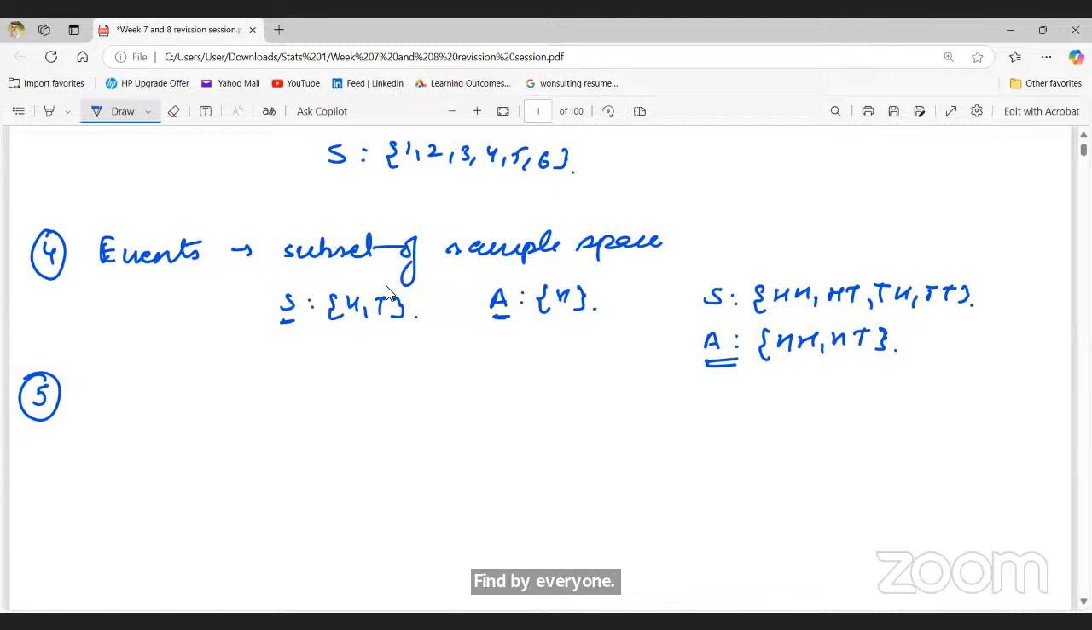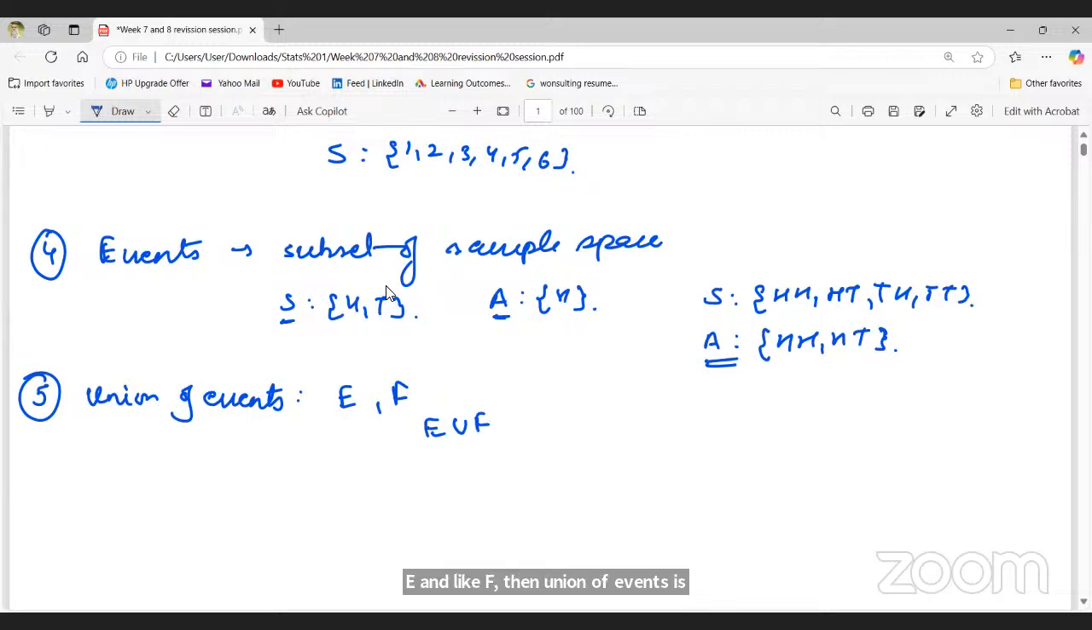Now comes the union of events. What do you mean by union? Combination, like all events. Yeah, if I'm having two events, E and F, then the union of events is denoted as E union F, right? This means either E or F. You can say that. Okay, fine.